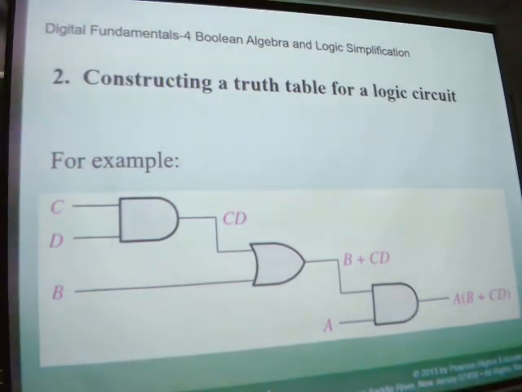Only when A equals 1, the output can maybe be 1. So when A equals 0, the output is 0. So the first A combination equals 0, and then the last A combination is 1.